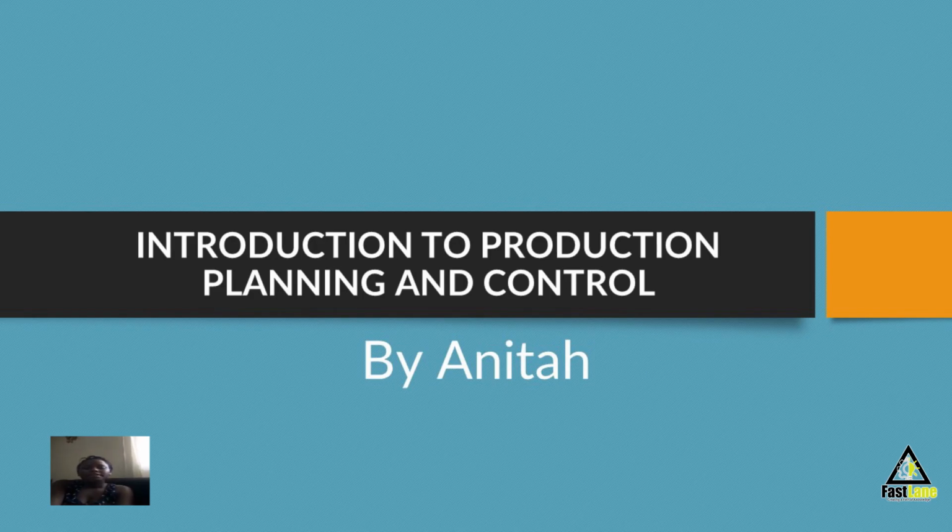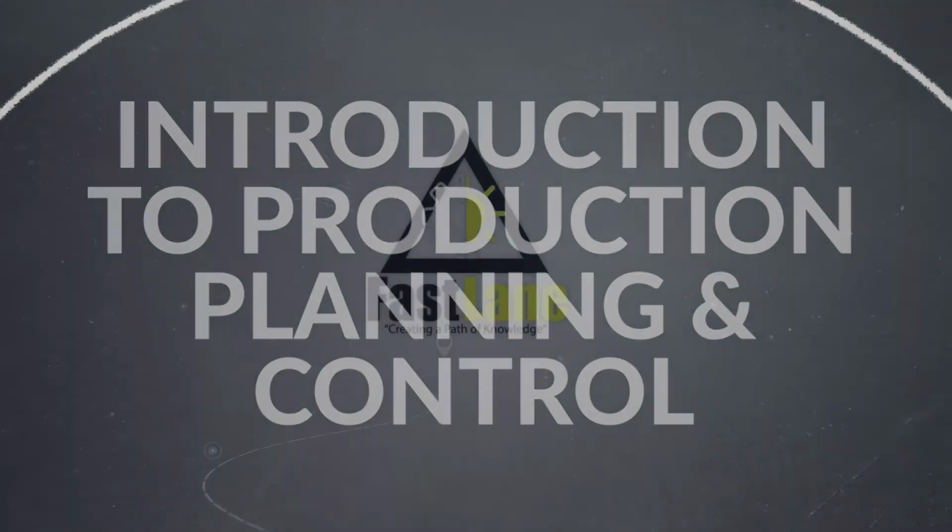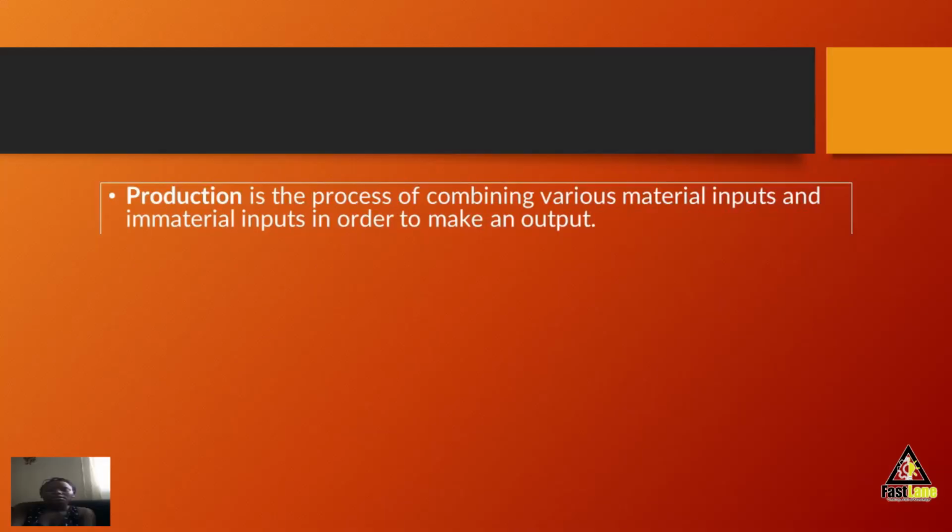My name is Anita and I'll be taking you through production planning and control. We shall begin with the introduction. Production is the process of combining various material inputs and immaterial inputs in order to make an output. So production basically is the process of combining the raw materials, the equipment, human labor in order to make an output.